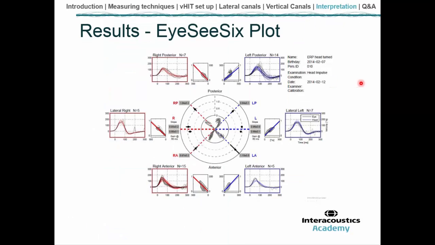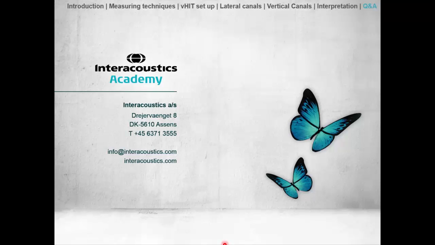Once all 6 canals have been done, you'll get this plot called the ICS plot, which shows you all 6 semicircular canals being tested, their respective gains, and whether they have any overt or covert saccades. And we'll talk more about this in more detail on the next webinar series in September.